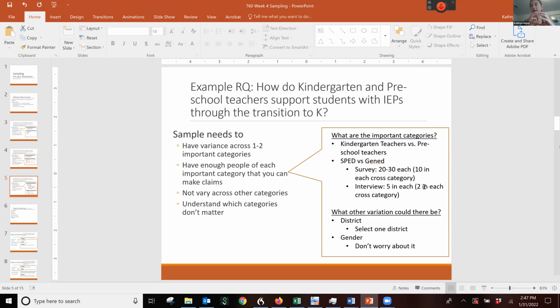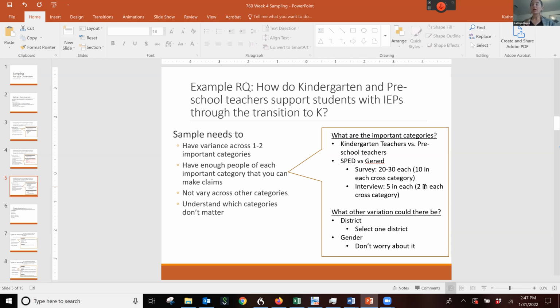So I might want 10 kindergarten special ed teachers, 10 kindergarten general ed teachers, 10 preschool special ed, and 10 preschool gen ed. The reason why is that if I have 10 in each, I can actually say something about what's going on. If I have 3 preschool special education teachers, that sample could be greatly skewed, right? One very irritated teacher could change those numbers a lot. All right, so hopefully that makes sense.